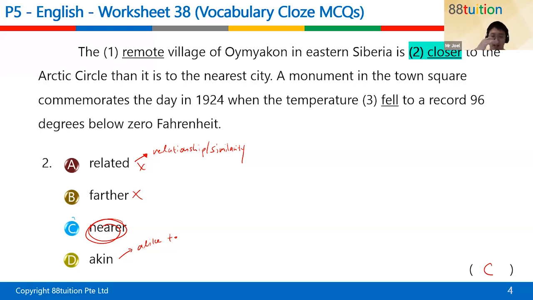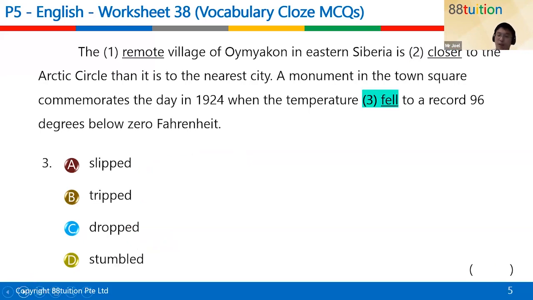Okay, next, a monument in the town square commemorates the day in 1924 when the temperature fell to a record 96 degrees below 0 Fahrenheit. My goodness. So fell over here means it drops. Now, aren't you curious? That's actually one of the lowest temperatures recorded in any town in the world. Aren't you curious how many degrees Celsius that is? So let's see. Fahrenheit to Celsius conversion. I like to use Google for this.